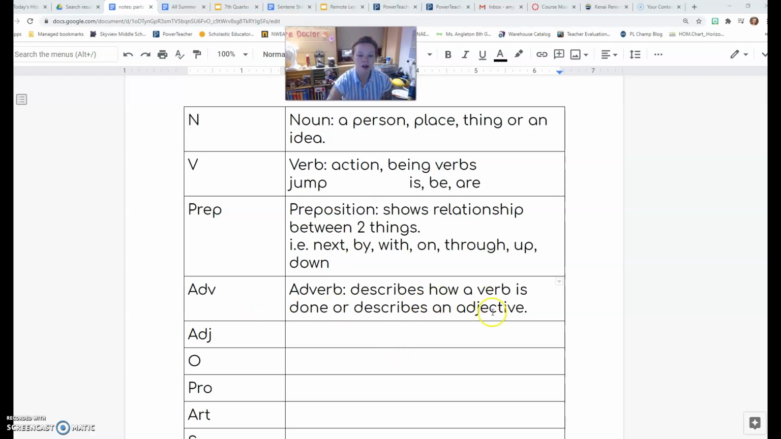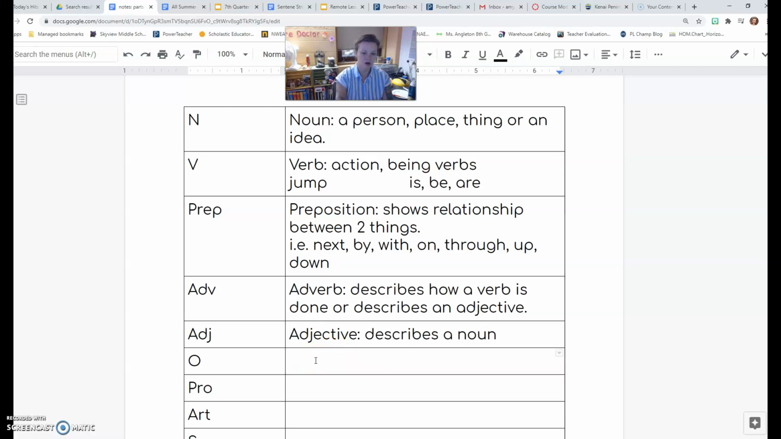Now, to describe an adjective, let's do that really fast. ADJ is adjective. Okay. Adjective describes a noun. Like smelly. The car was smelly. The car being smelly, smelly as the adjective. You could describe smelly, and that would be an adverb. So the car was pungently smelly. Then pungently is the adverb. Adverbs often end in ly, but not always.